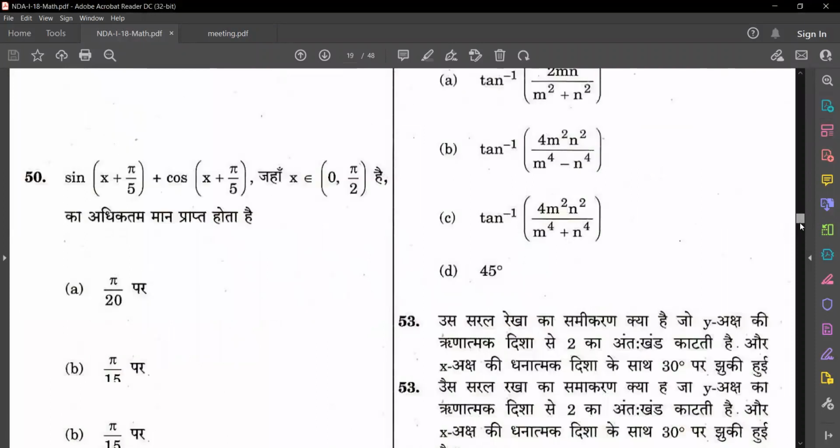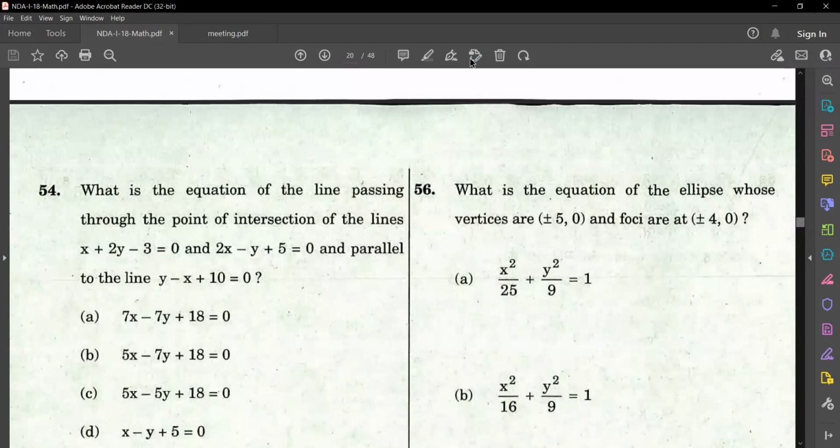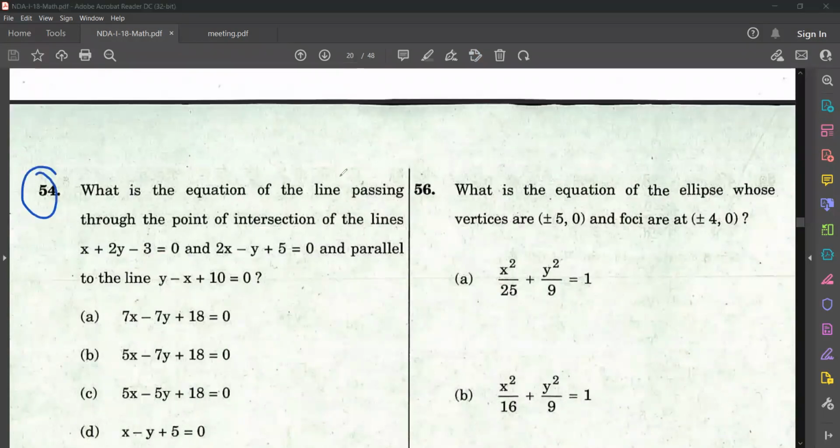So the next question is also a question from straight lines. Question number 54. What is the equation of the line passing through the intersection of lines x plus 2y minus 3 equal to 0 and 2x minus y plus 5 equal to 0 and parallel to this line? Okay, direct question.